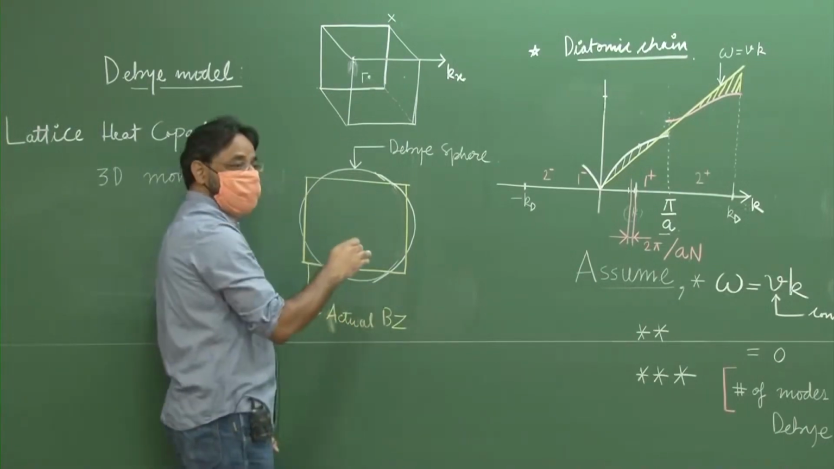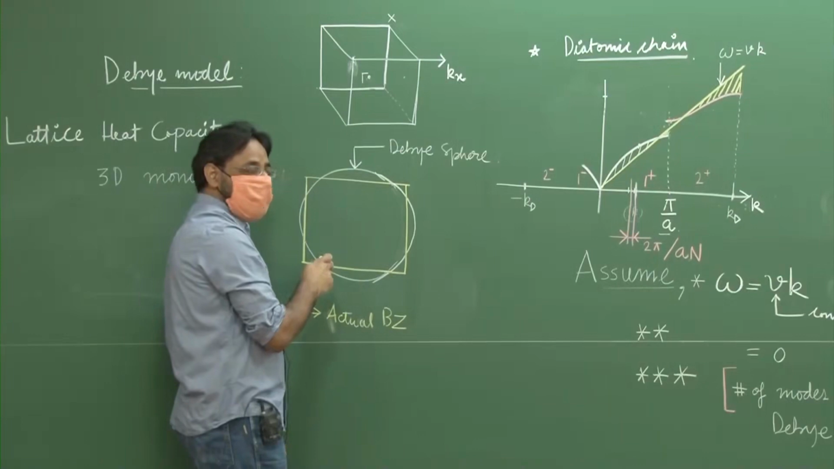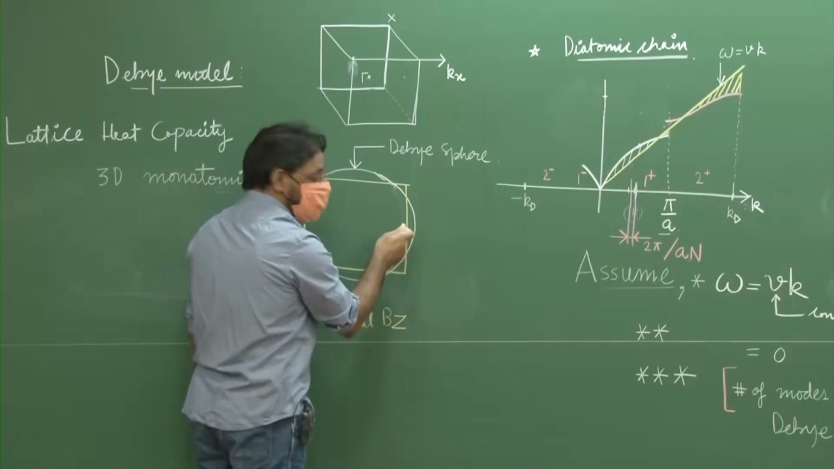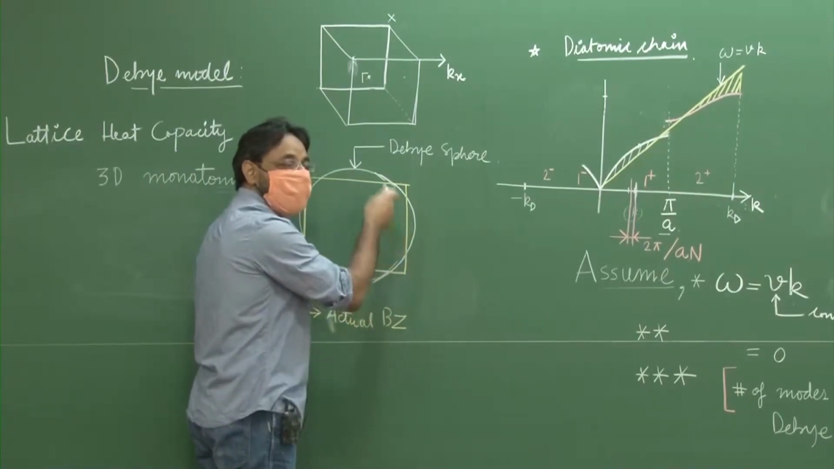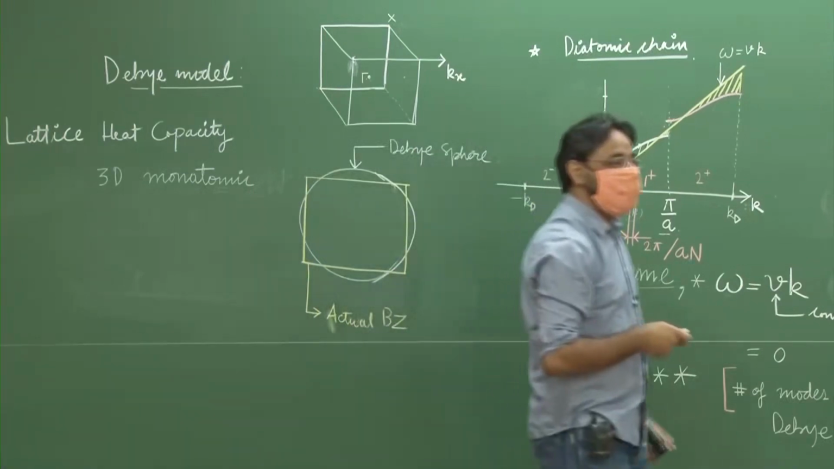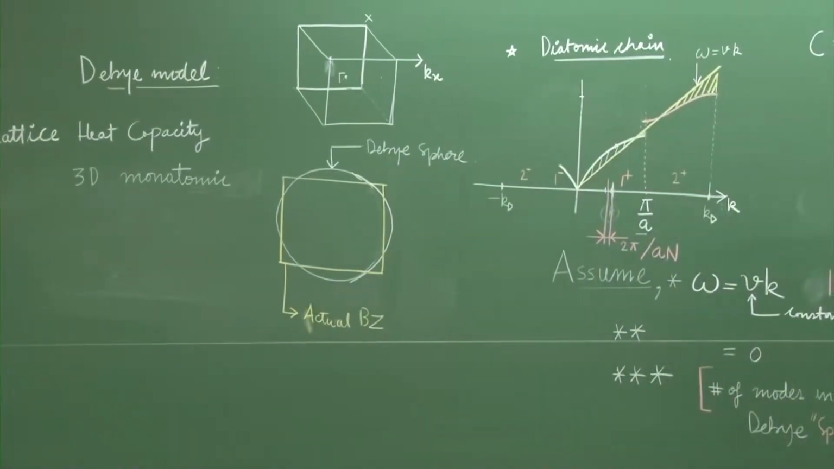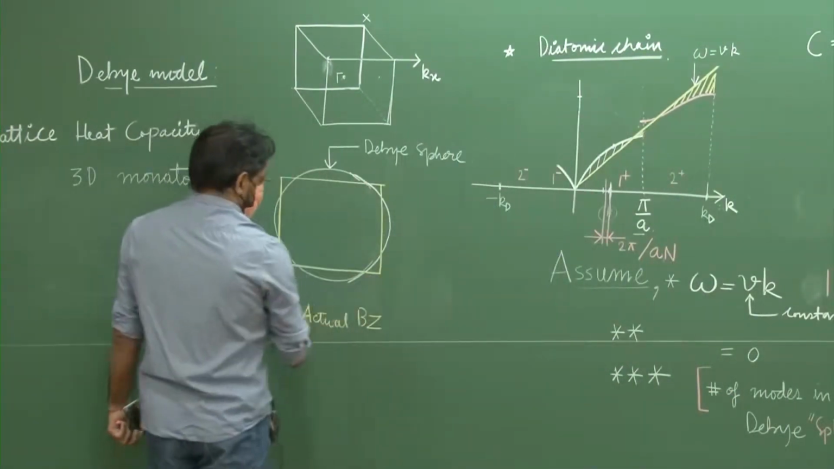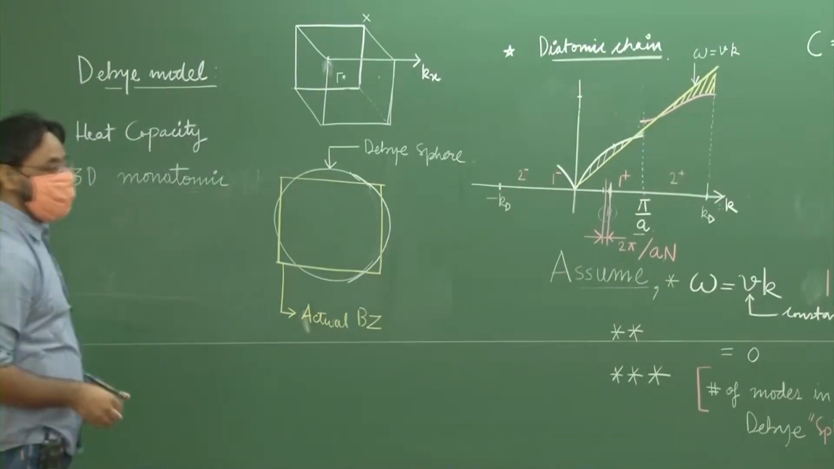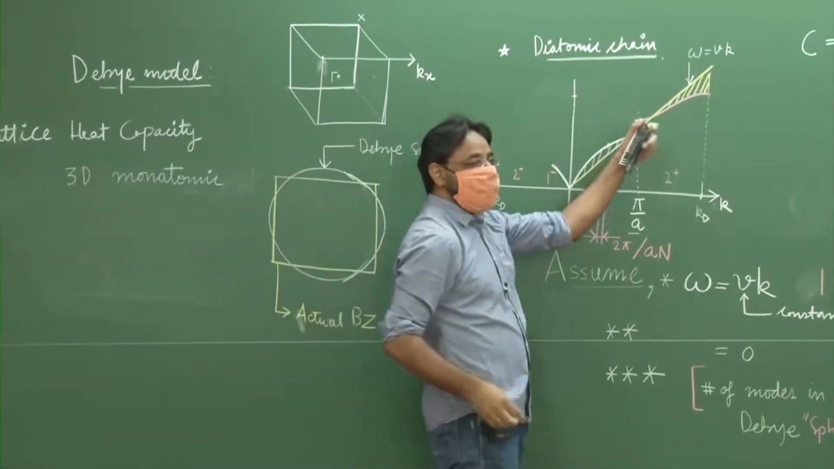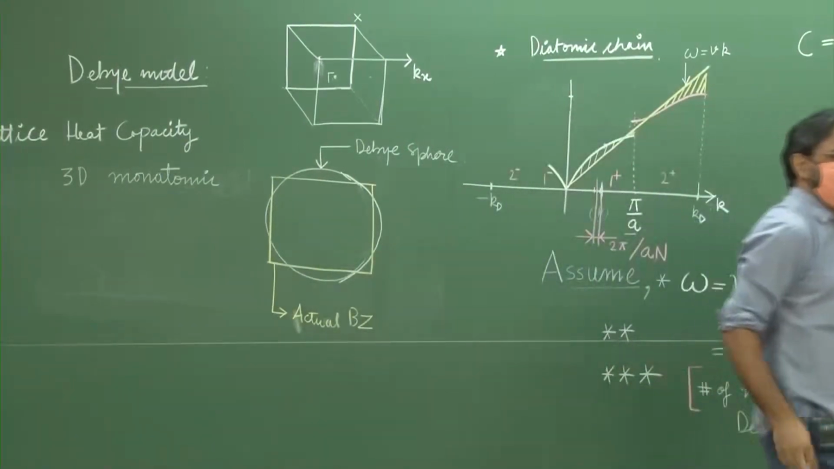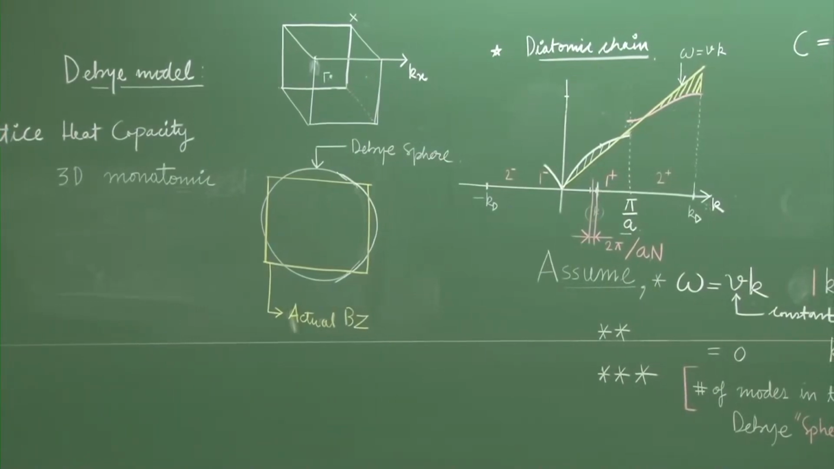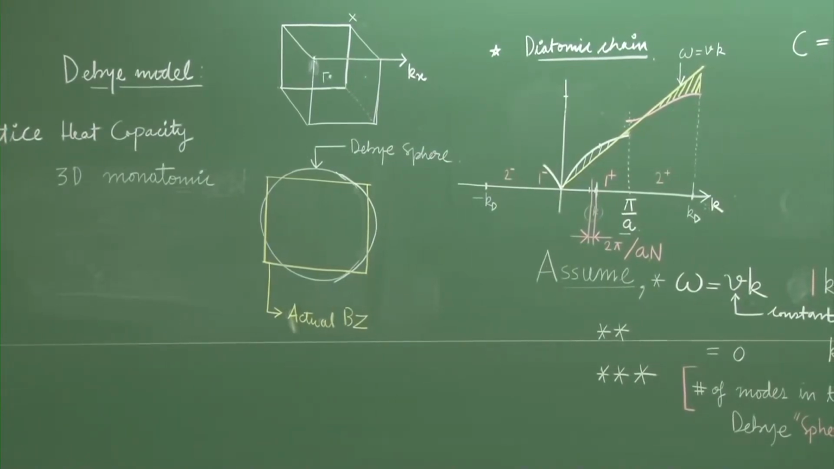What is same about the two? The number of modes in the Debye sphere is equal to the number of modes in the actual Brillouin zone, and that limits the size of the Debye sphere. Otherwise, the Debye sphere will go on extending. So, you have to impose a condition, and the condition is that you have to have the same number of modes as they are in the actual Brillouin zone. And why does it work? It works because the law of averages favors Debye theory, because at some places the dispersion is overestimated, and at some places it is underestimated by omega equals Vk, right?